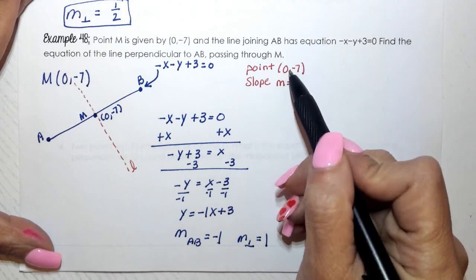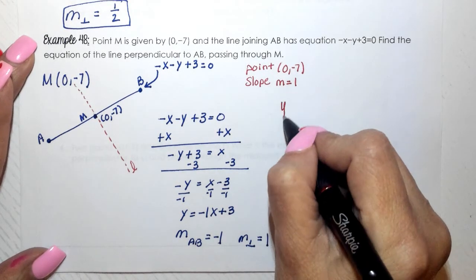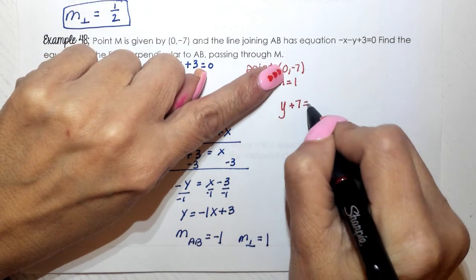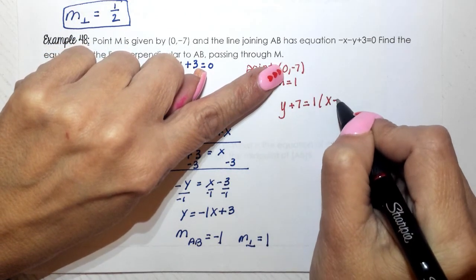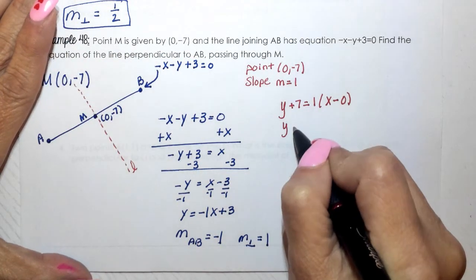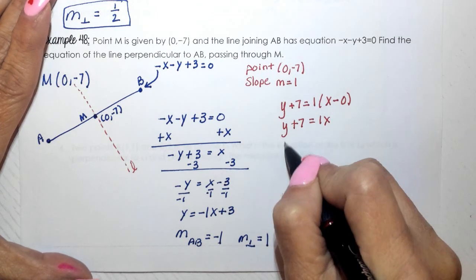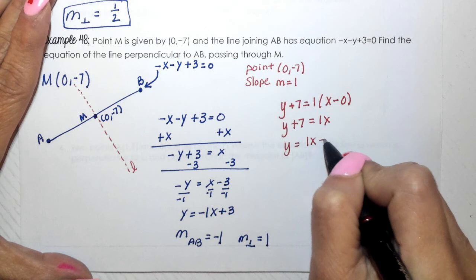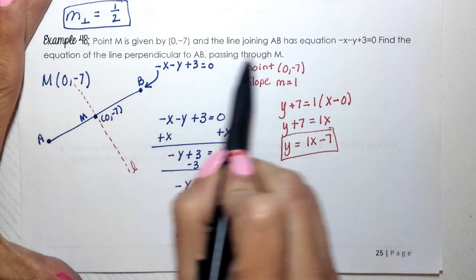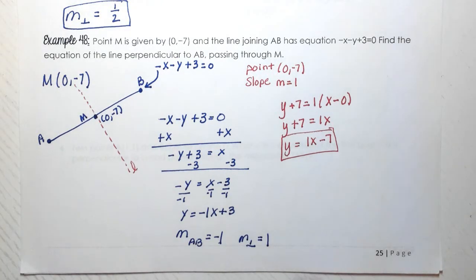Okay, I've got a point and I've got a slope. Well, y minus negative 7 equals the slope times x minus the x. And you may already be going, well, isn't that the y-intercept? Yeah, it is, but I'm just going to go ahead and do it. y plus 7 equals 1x, and that'd be 0. y equals 1x minus 7. Question was, find the equation of the line perpendicular. There's the equation. All right.